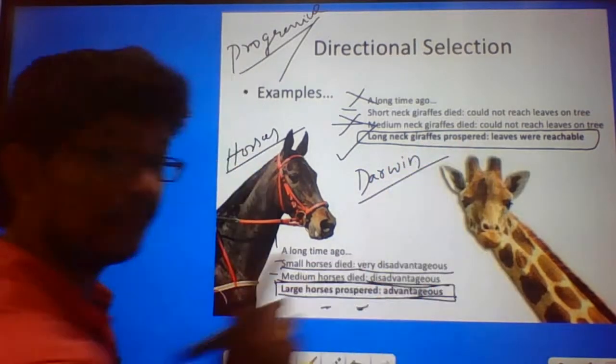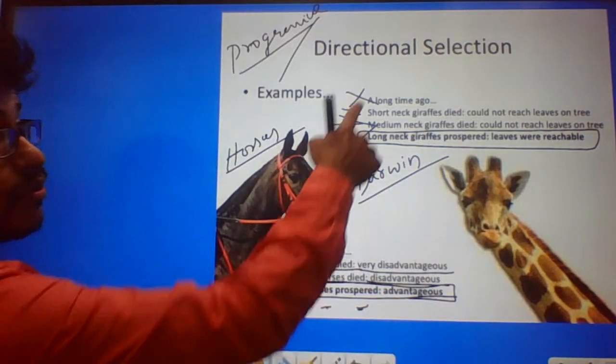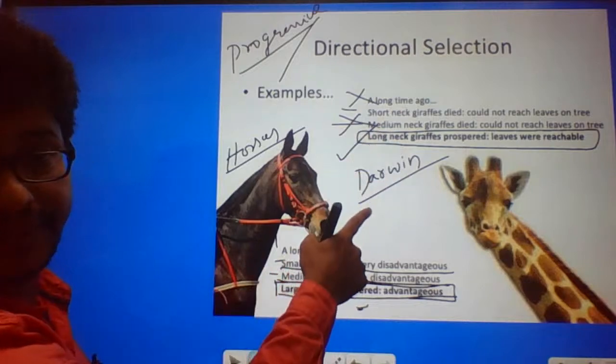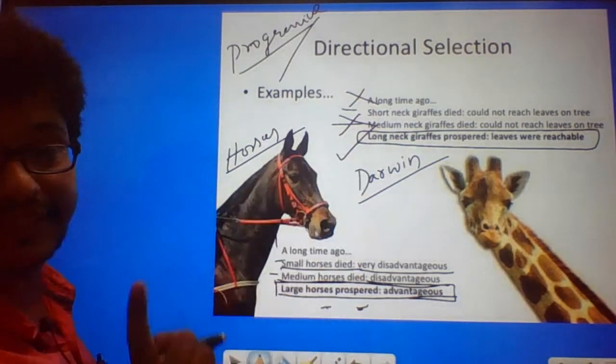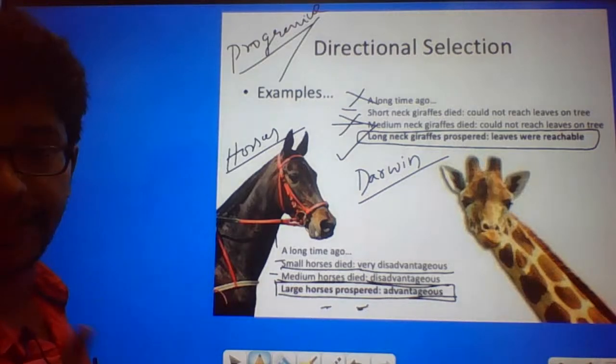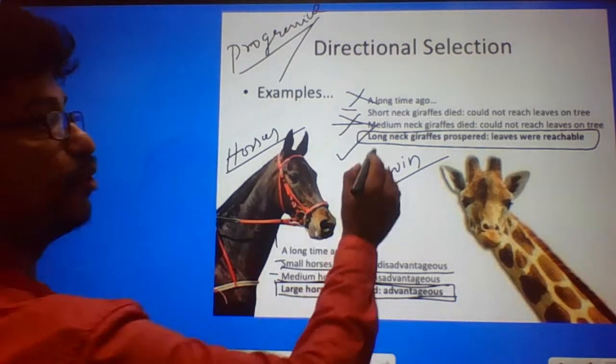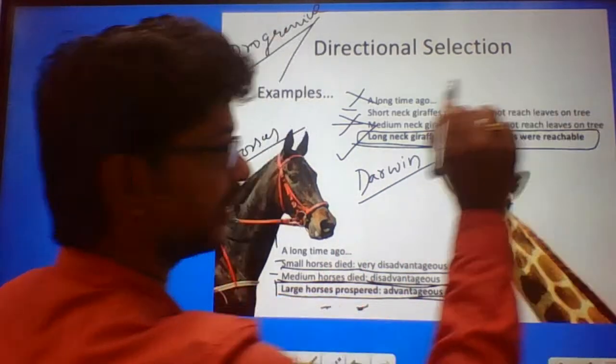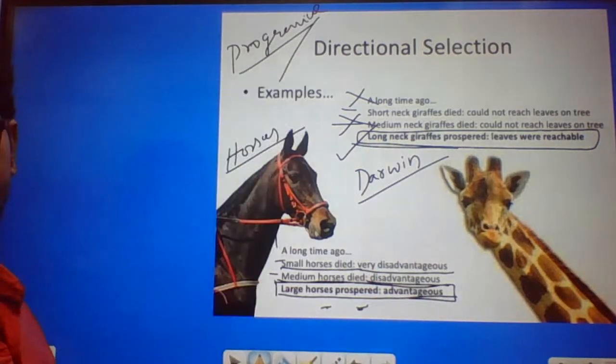But the proposal of Lamarck was entirely different. This was the proposal of natural selection given by Darwin, where nature couldn't support the short neck giraffes, nature couldn't support the medium neck giraffes, where nature can support only the long neck giraffes, which alone can prosper because the leaves of the tree were reachable.